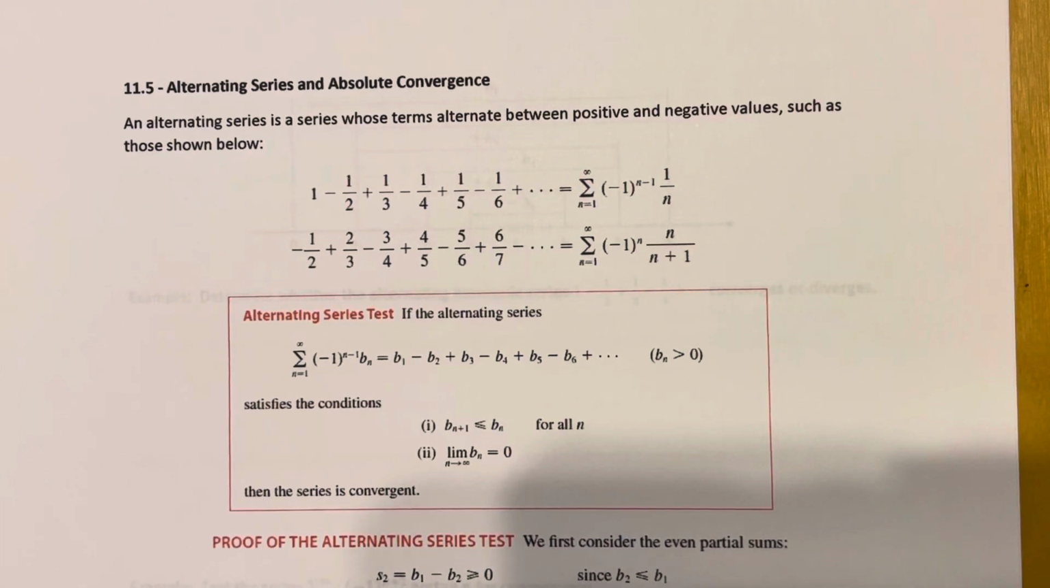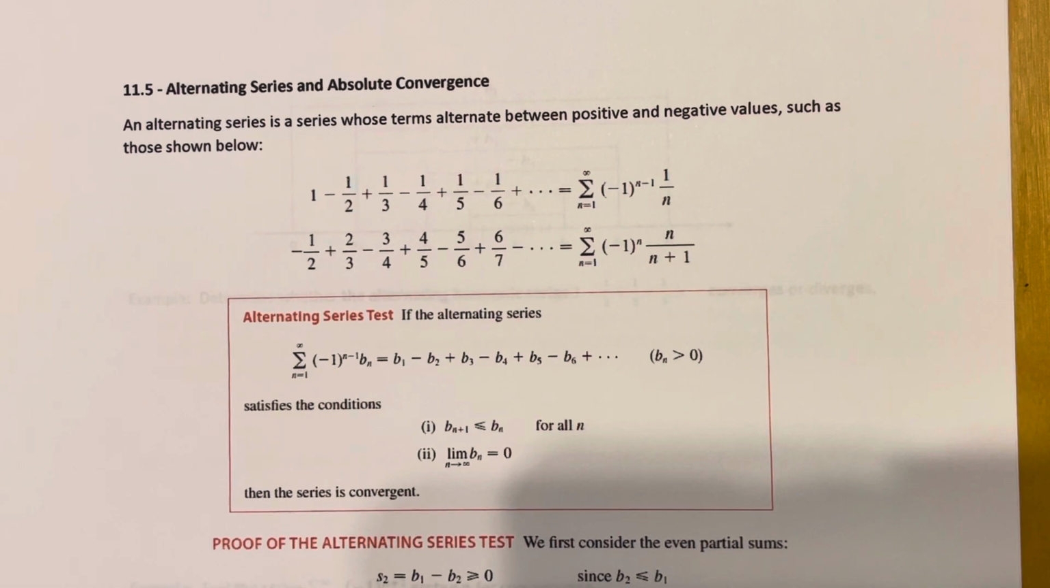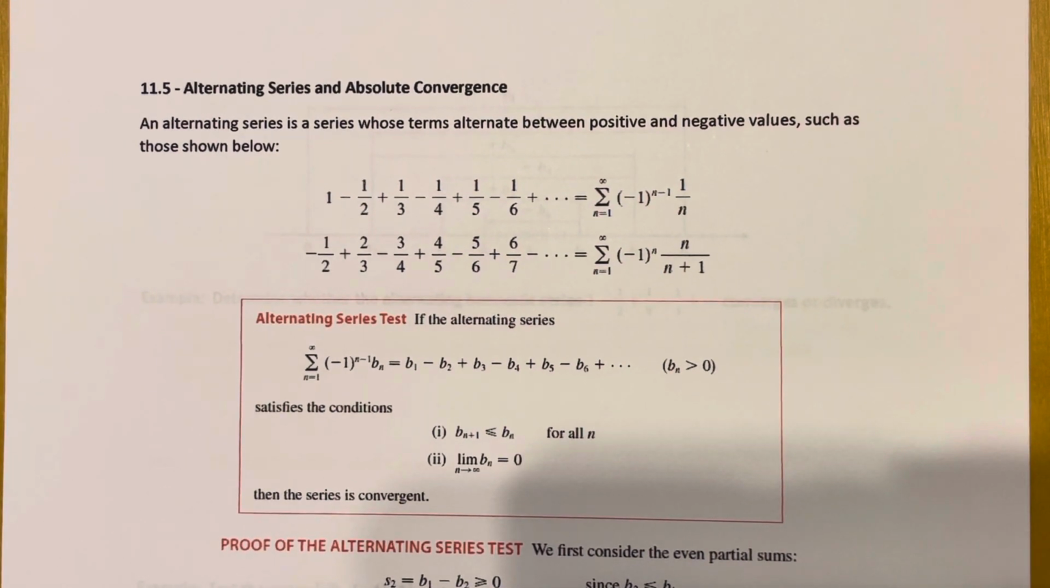All right, so we're in section 11.5 now. We're looking at alternating series and absolute convergence. In this section, we're going to be developing another tool to test series for convergence, but it's for a specific type of series. So let's start with a definition.